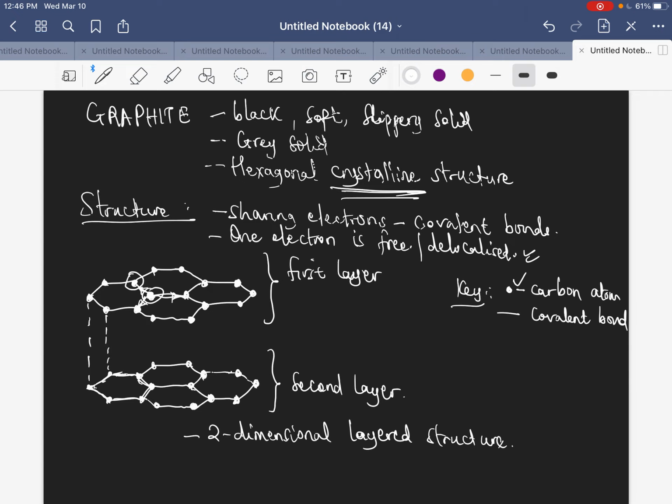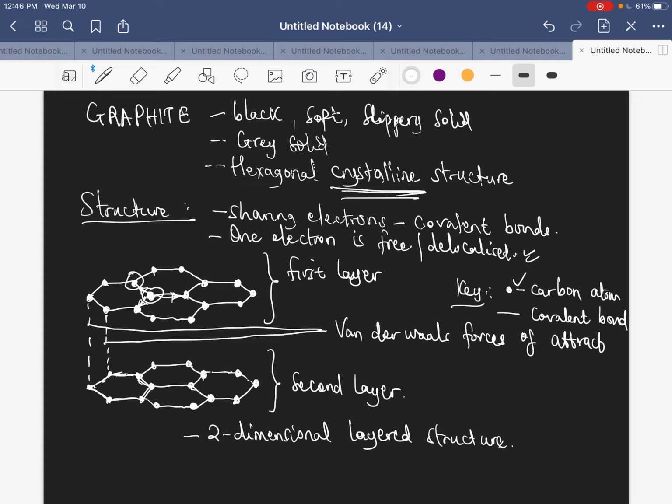The reason why I'm saying layered is that we have the different hexagonal rings, and these are called hexagonal rings. The different hexagonal rings are combined together, or they form layers. We have a layer joined to another layer by van der Waals forces of attraction. These are van der Waals forces of attraction.